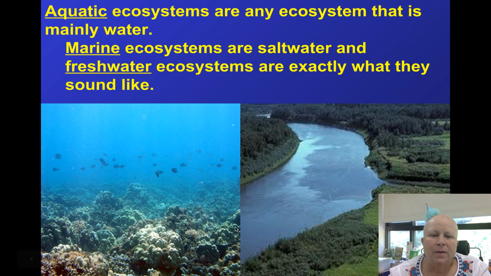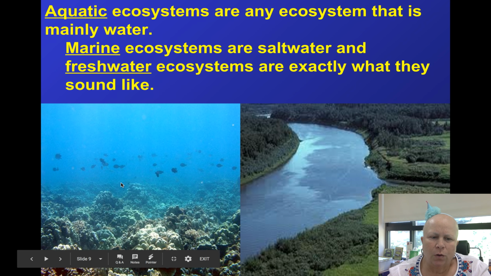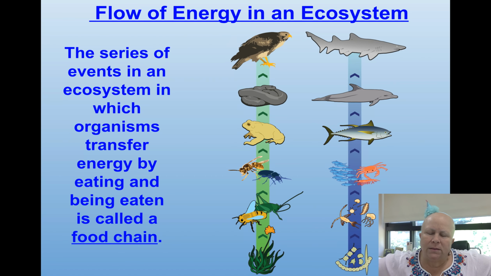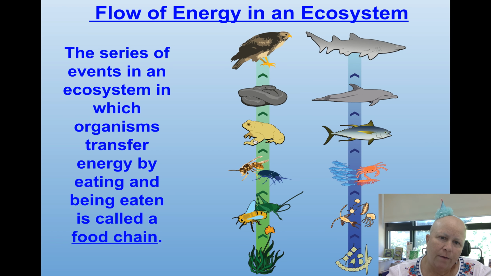Okay, so here's another picture. This is a coral reef, not a particularly healthy coral reef. And then here is a river that would be a freshwater ecosystem. Okay, so let's go back to talking about producers and consumers. So we have examples of a terrestrial ecosystem food chain here, and we have an aquatic ecosystem example here.